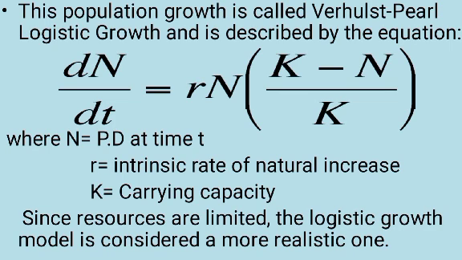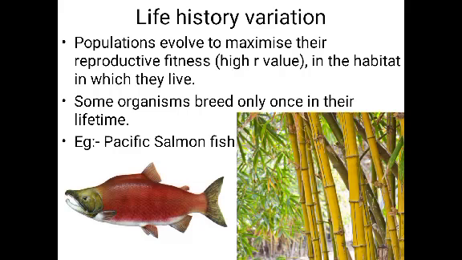Why? Because in most of the habitat, the resources are limited. Okay, so we cannot expect an exponential growth curve there. We can always get a logistic growth curve. So the logistic growth model is considered a more realistic one. Okay. Next is the life history variation.